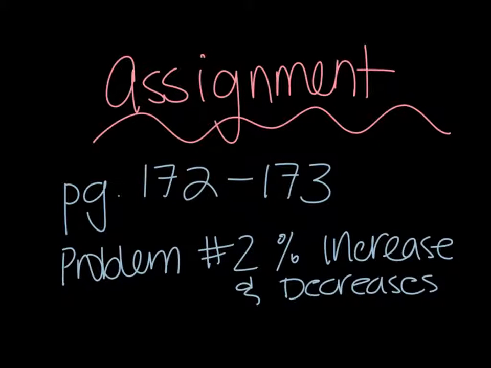What I want you all to do now is turn to page 172 in your Carnegie book, and I want you to do all of problem number 2, the one that says percent increase and decrease. So it starts on page 172, and then it continues on to page 173. So go ahead and rip out 172, 173, and work on those pages in class.